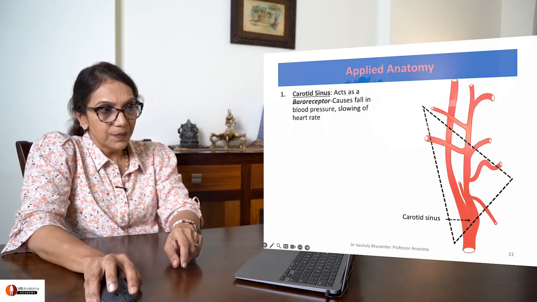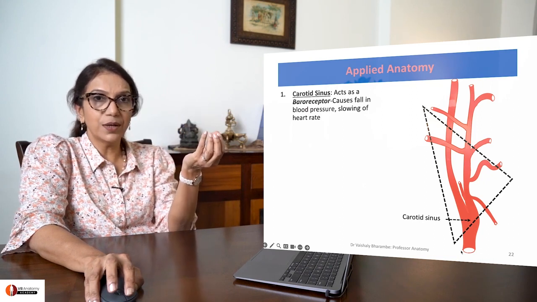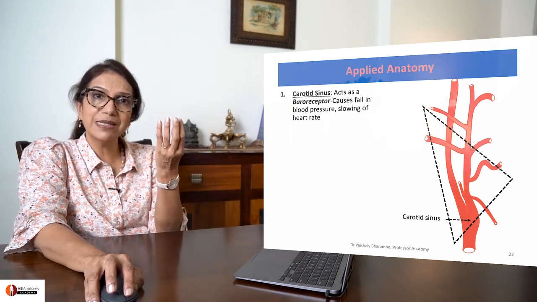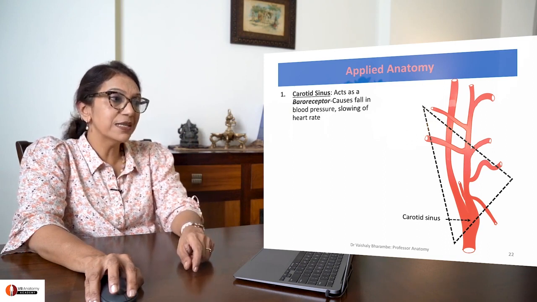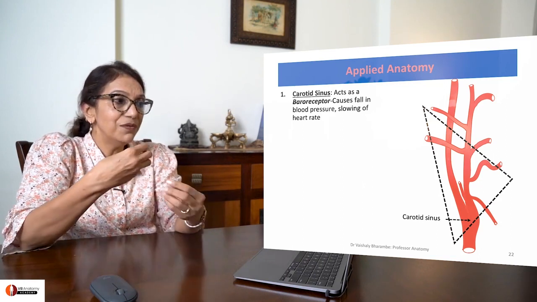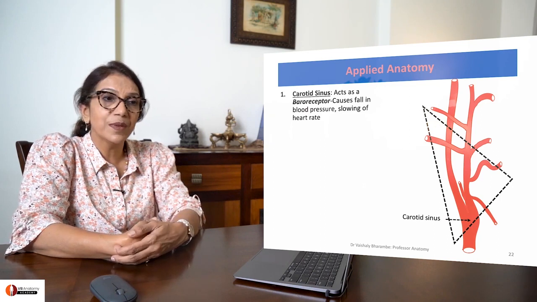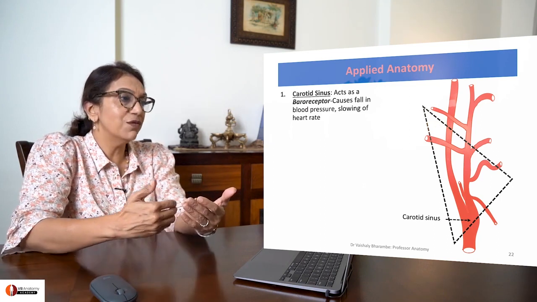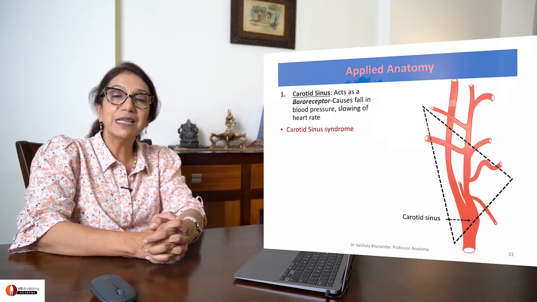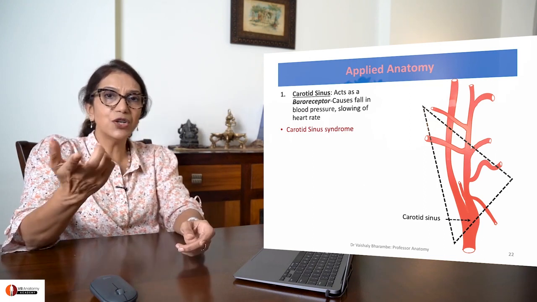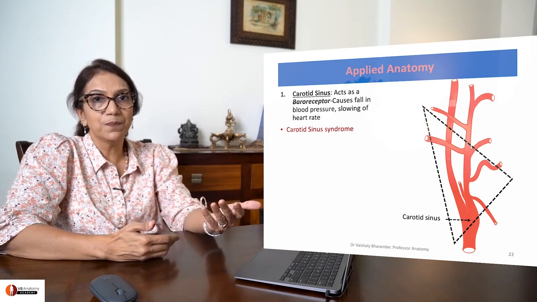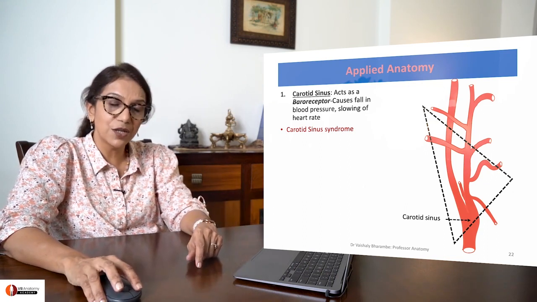As you see here, in the proximal part of the internal carotid artery, at the point where the common carotid divides into external and internal, it shows a slight dilatation. This dilatation is called the carotid sinus. The carotid sinus is actually a baroreceptor. It is able to sense the rise and fall in blood pressure. Accordingly, it responds by causing a fall in blood pressure and slowing down your heart rate. Sometimes some people have a very sensitive carotid sinus. So even a slight change in blood pressure causes their blood pressure to fall, with repeated episodes of syncope. That's called carotid sinus syndrome.